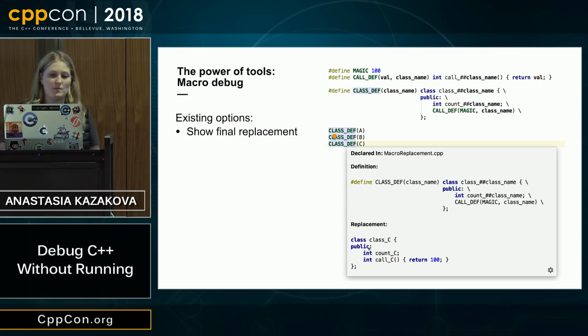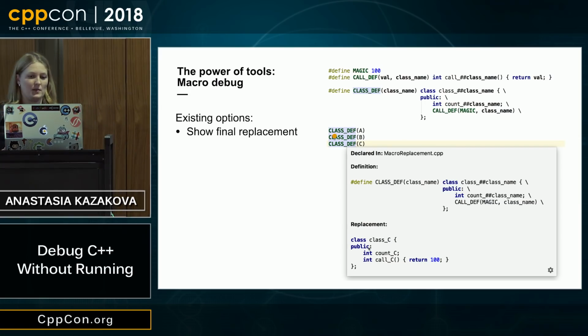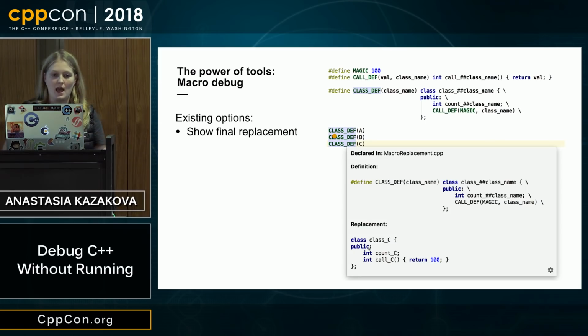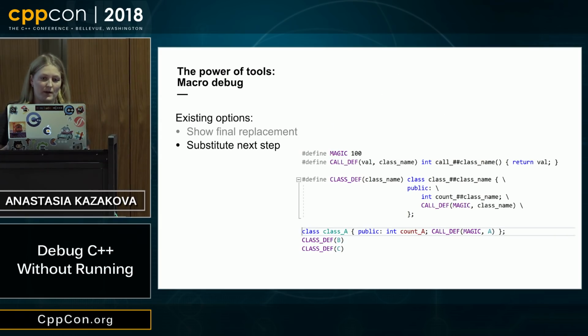The only thing is that maybe you would not always like to see the final replacement, because the final substitution might be really very big and complicated, and maybe you just want to understand what's going on next after one step of substitution. This is available not only in CLion, Visual Studio with the latest update can do that as well. And this is the thing which we've implemented in ReSharper C++ when we taught ReSharper C++ to substitute just one next step.